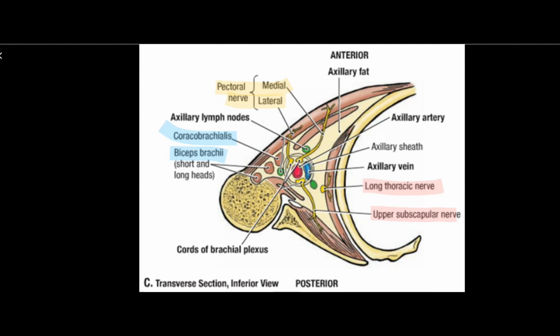The anterior wall is formed by the pectoralis major, pectoralis minor, subclavius muscle and clavipectoral fascia. It can be easily understood by watching the video on the clavipectoral fascia, in which we have already discussed it. Then the posterior boundary.